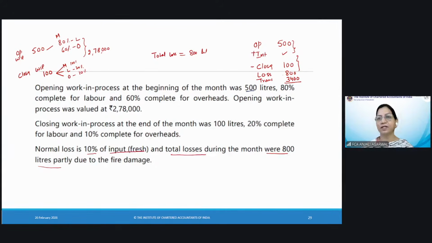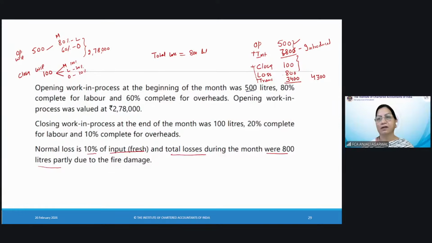So now you have the details of the output, all three. 3,400 plus 900, 4,300. Out of 4,300, 500 was opening. So 3,800 must have been introduced. Right? This is your missing figure.